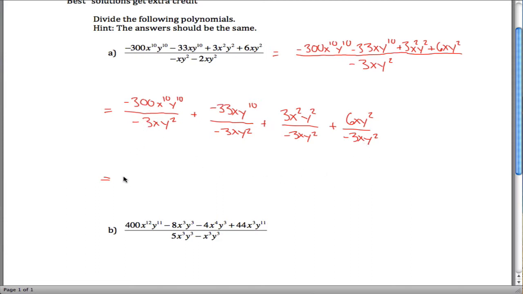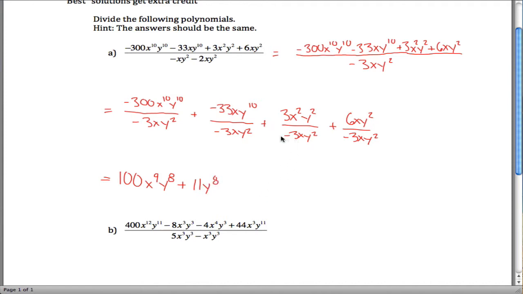Negative 300 divided by negative 3 is positive 100. X to the 10th over x to the 1 is x to the 9th if you subtract the exponents. Y to the 10th over y squared is y to the 8th. And then this next one, these negatives cancel out. Negative 33 over negative 3 is just positive 11. X's cancel, and we're left with y to the 8th power.